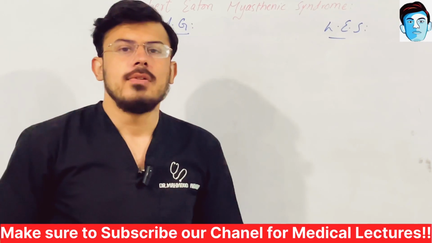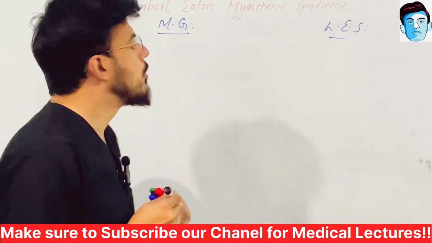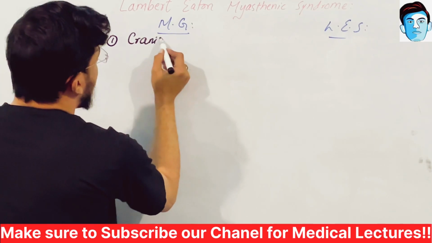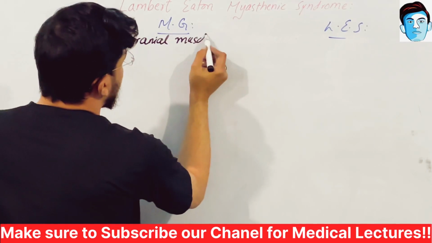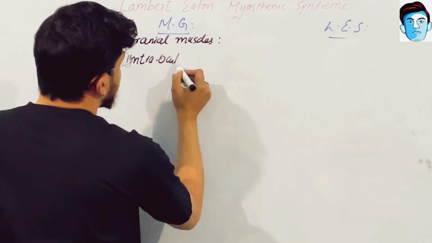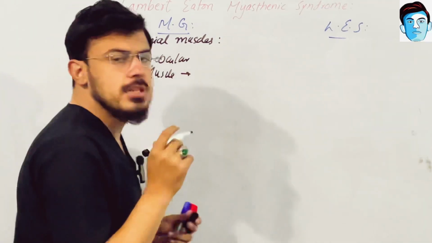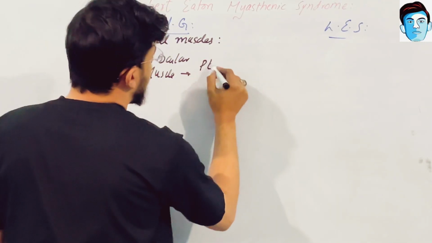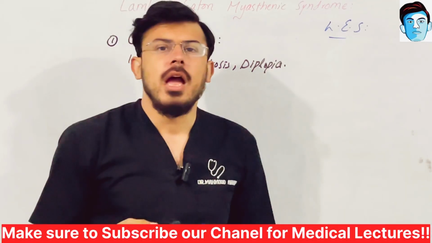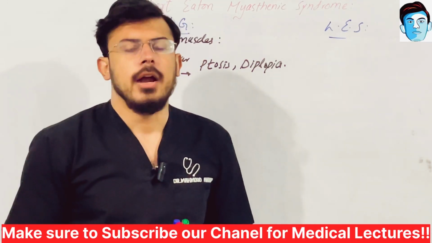So in myasthenia gravis, the problem is typically associated with the cranial muscles. It's important. The problem is associated with the cranial muscles, and mainly the intraocular muscles. So this patient will manifest with ptosis, diplopia. They may have difficulty in chewing, difficulty in talking, and difficulty in swallowing.